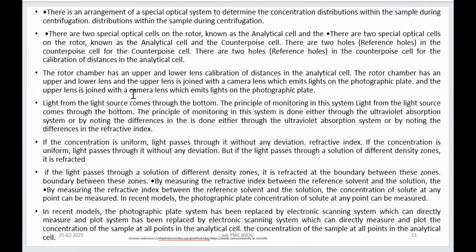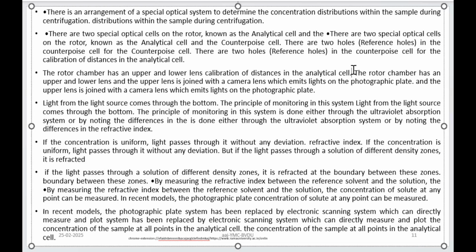The rotor chamber has upper and lower lens calibration of distance in the analytical cell. That is another important part. A camera lens is attached, and that is going to collect the data and send it to the photographic plate. So at the same time, you can get real time pictures of the system.